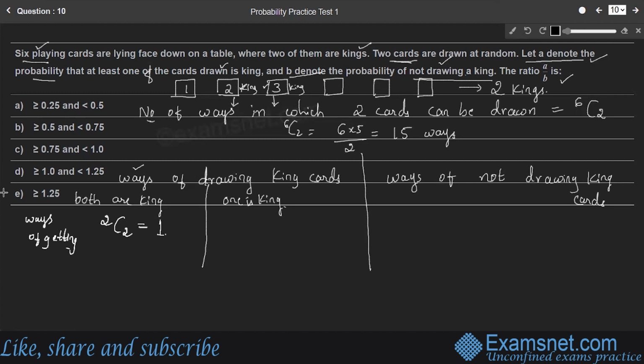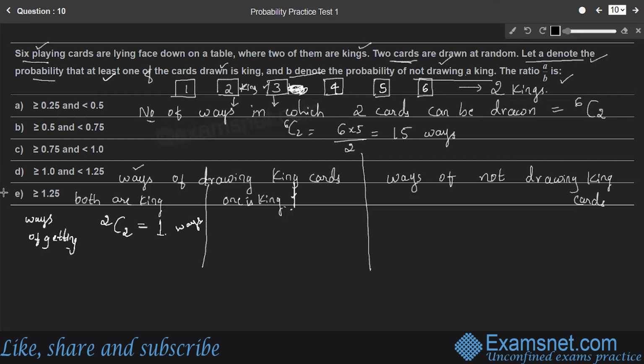In the second way, if one card is king, here it is given that 2 cards are drawn at random. So the probability that at least one of the cards drawn is king is asked. Both the cards can be king, in one way. In another way, if one of the cards is king, the remaining king card will be in the remaining cards. Here, 3 is not the king card, so the king card will be 4 or 5 or 6 or the first card.